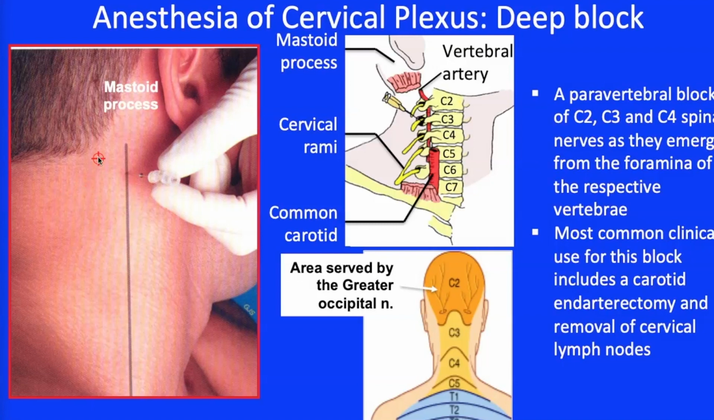Anesthesiologists have found that this area can be found by introducing a needle just posterior to the mastoid process, following a line posterior to the sternocleidomastoid. But in this case, much deeper than at the plane where the cervical plexus is found. This procedure is used for a carotid endarterectomy and in removal of cervical lymph nodes.